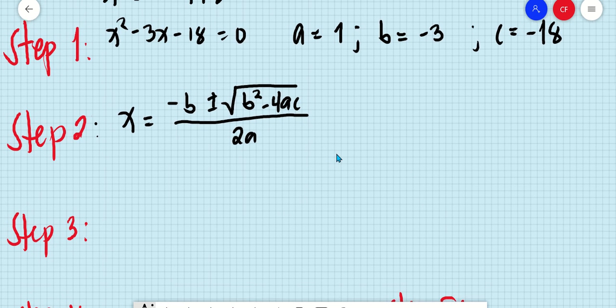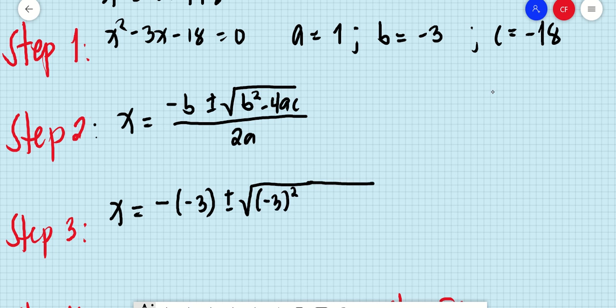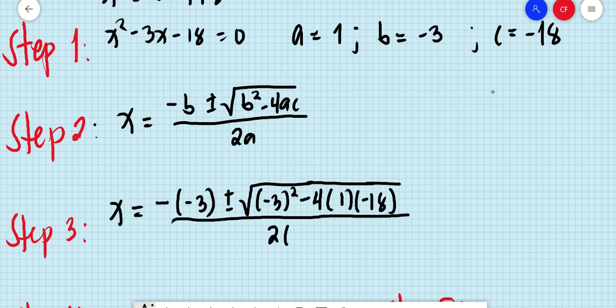Bali, plug in lang po natin yung given dito, yung a, b, and c dito sa given formula. Again, x equals negative times negative 3, kasi negative yung b natin dito. Positive, negative square root of negative 3 squared plus 4, minus 4 times 1 times negative 18, right? All over 2 times 1. Okay? So, tapos na tayo sa step 1, 2, and 3.